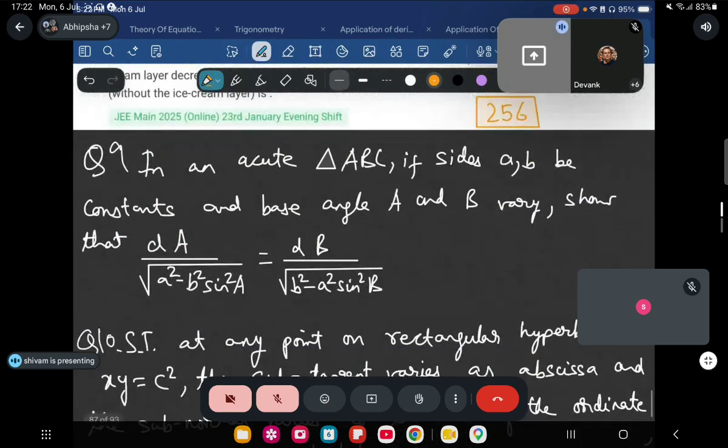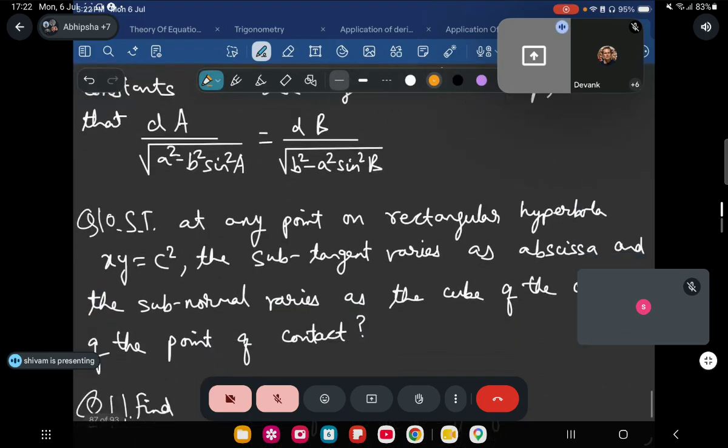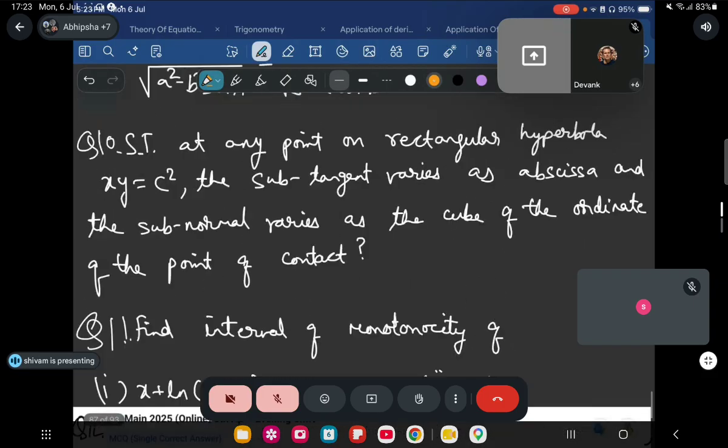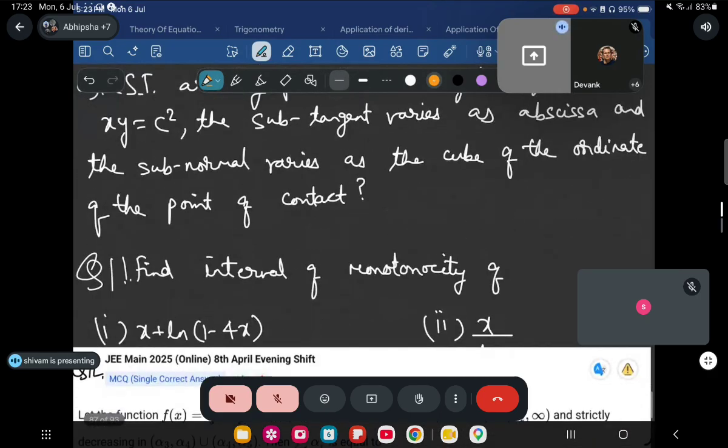Next, number 9 is a proof problem. Number 10 is a proof problem. Tell me, Devang, Raktim, Sarthak, Vaibsha, Devatri, anyone having any doubt, tell me. No one? So let us continue. Ritam, Vaibsha, and Devatri, tell me. Anyone having any doubt, you can ask me.